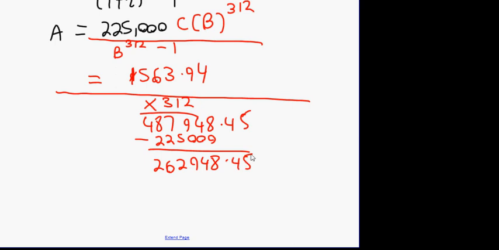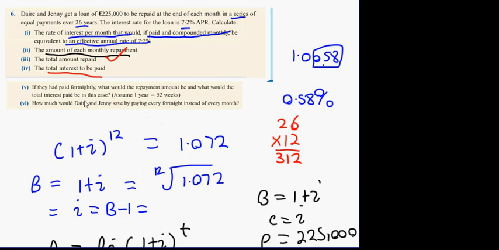Now, the next question is, if they had paid fortnightly, what would the repayments be, and what would be the total interest paid in this case? Well, fortnightly means 26 repayments because it's every second week. Now we changed this. This is no longer to the power 12 because we're not paying monthly. We're paying 26 times over the year. So we have a new B amount. Our new B amount is going to be this number to the power 26.